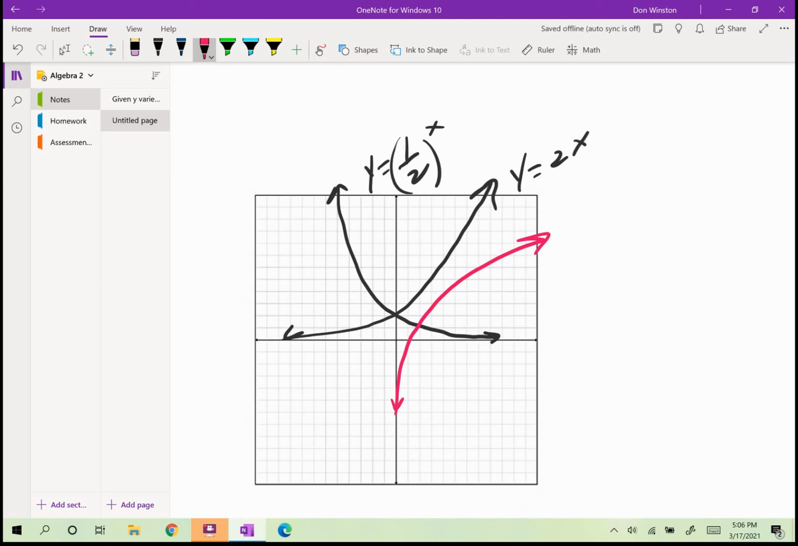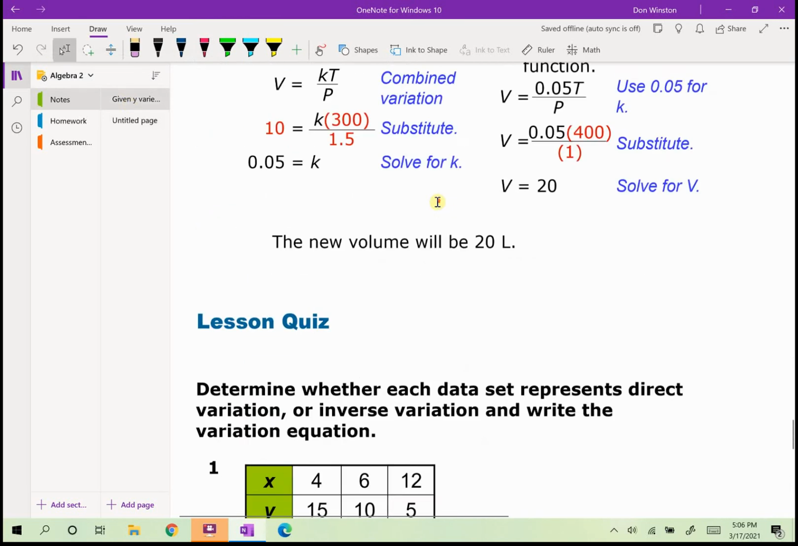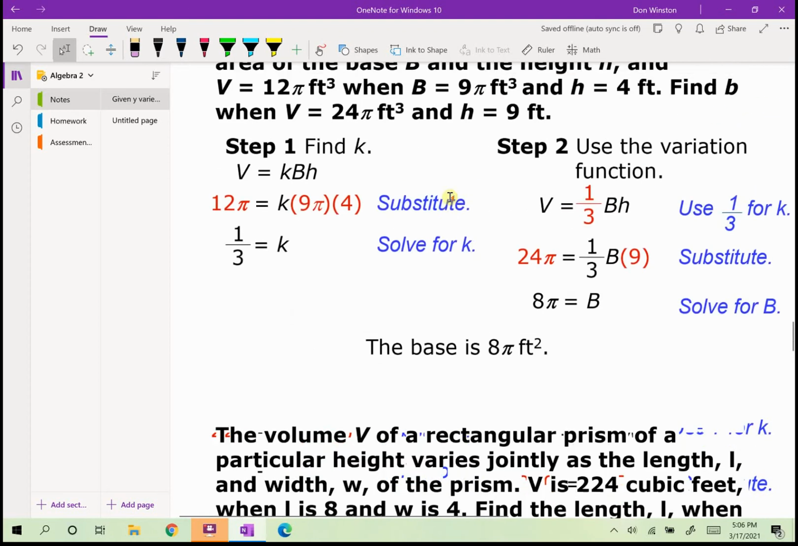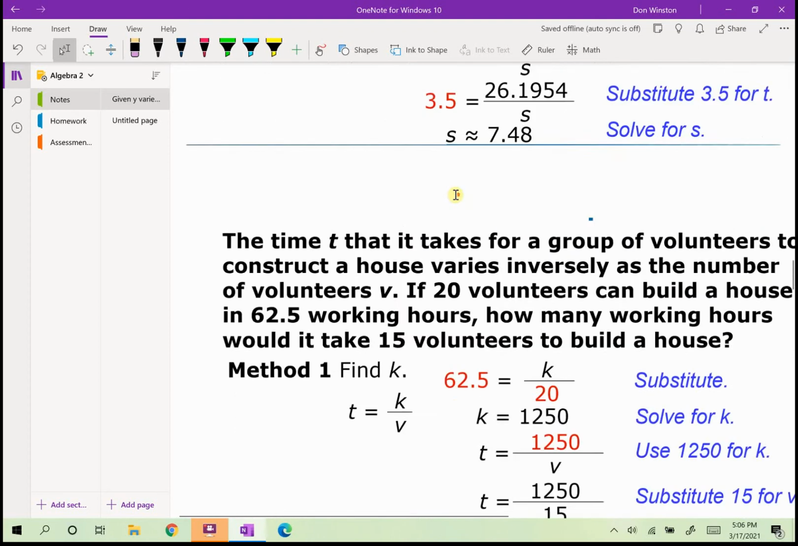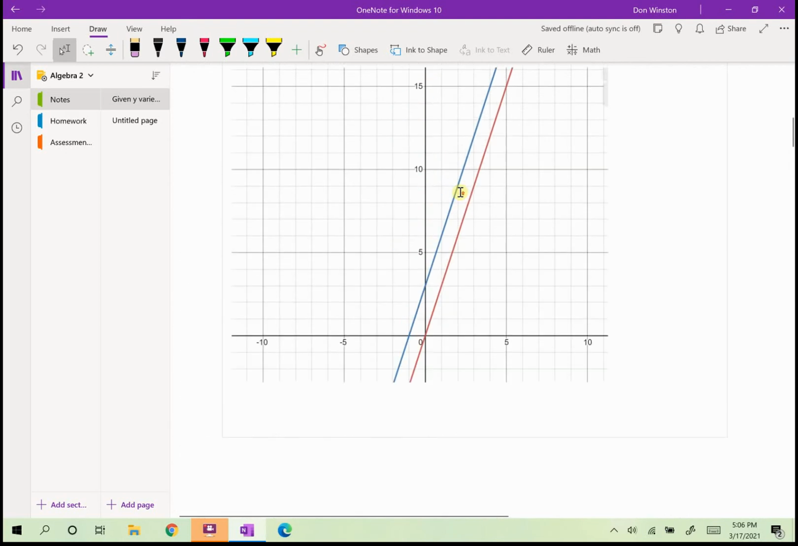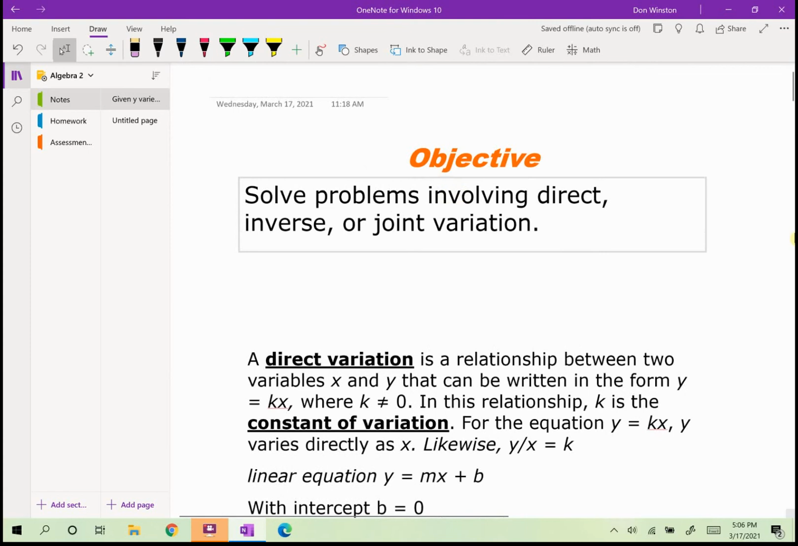Now we're going to begin rational functions. So what do we mean by rational function? Well, a clue is rational meaning ratio, ratio meaning fractions. But before we actually get into working with rational functions, let's cover some terminology here. So our objective today is we're going to look at solving problems involving direct, inverse, or joint variation. Before we get into rational functions, we have to look at variation, and in particular inverse variation.